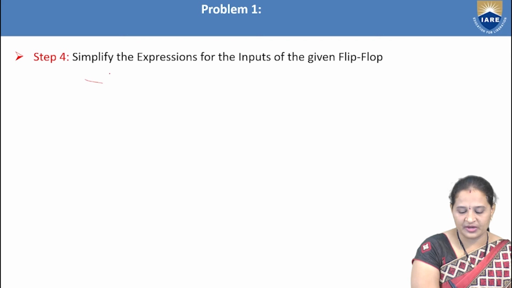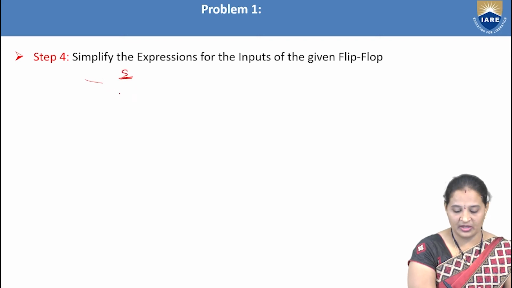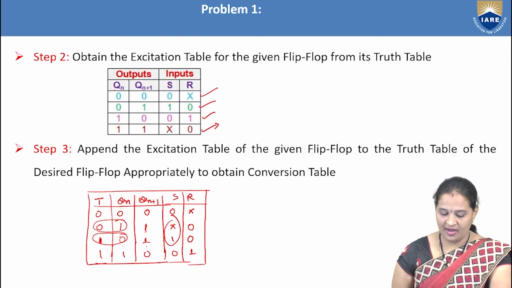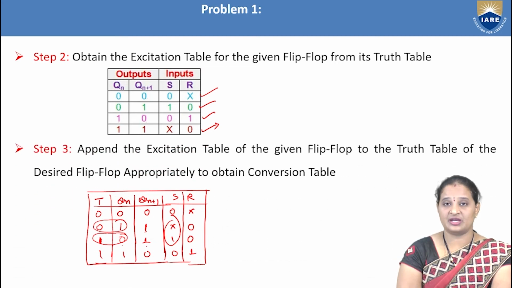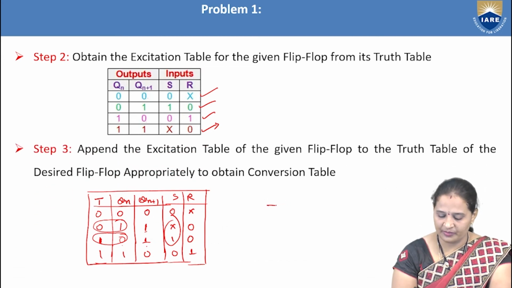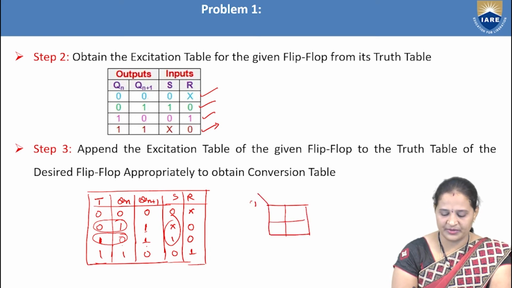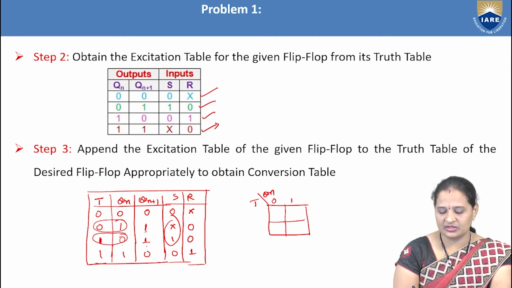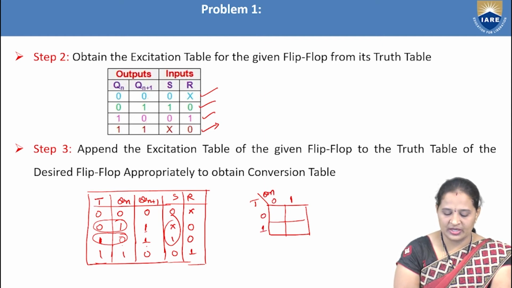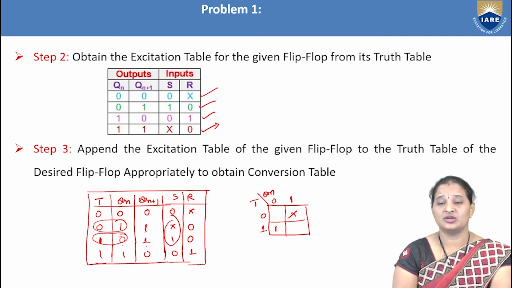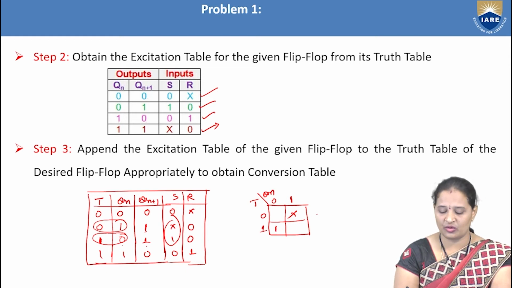So here for the S input, how many variable K-map is required? Because we have only 2 inputs here, T and Qn, it is a 2 variable K-map. So what are the inputs here? T and Qn, 0, 1 and 0, 1. The S input is don't care for 0, 1 and 1 for 1, 0, that is T is 1, Qn is 0. Now can I group these? No, these are diagonally adjacent, so I cannot group them.